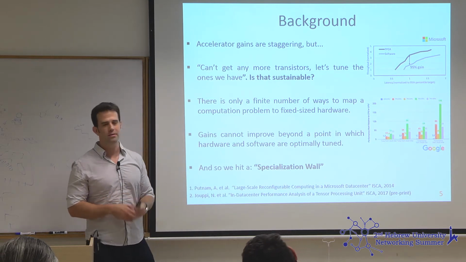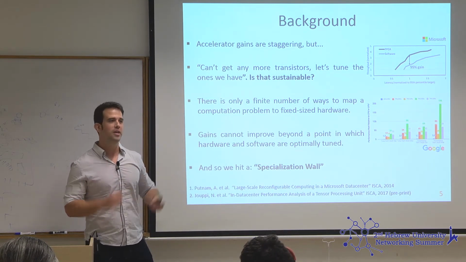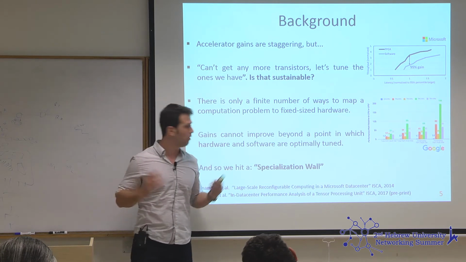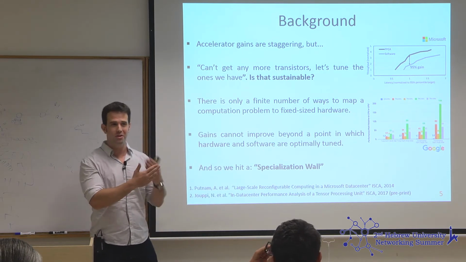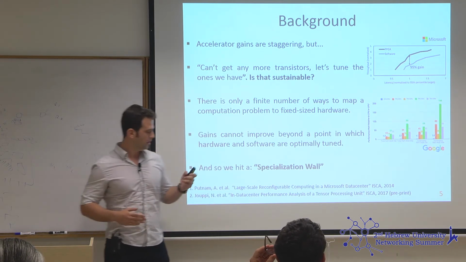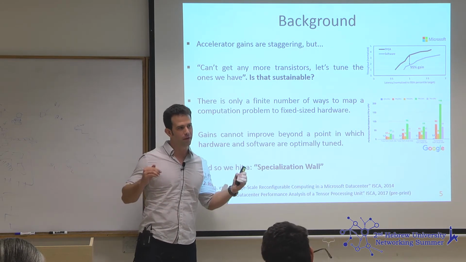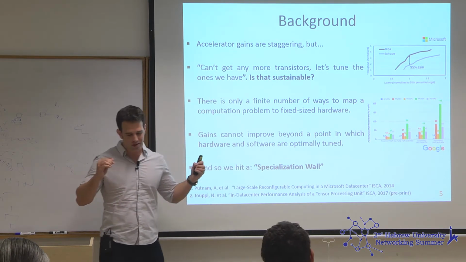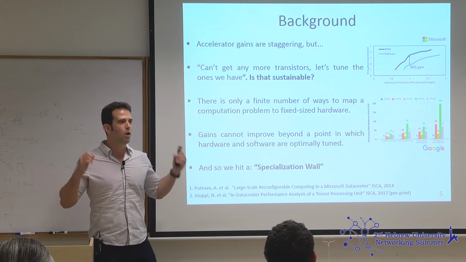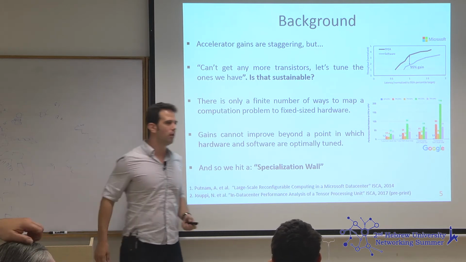So we hit what we coined the term a specialization wall, because we architects, we love walls. So this is the wall that we're going to hit, and this is probably the point where we're going to be in like 10 or 20 years. So how can we overcome these walls?